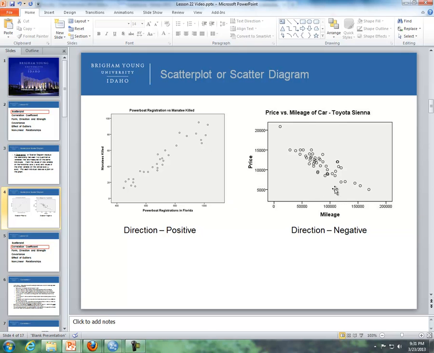Now the one on the right represents, if you wanted to go to cars.com, you could see Toyota Siennas or whatever cars you want to buy. Here's an example where we wanted to look at the relationship between the mileage of a car already driven and the price of the car that's on the lot. If you notice here, for a given car there's a certain point. In this case, the mileage was about 70,000 miles and a price of about $11,000 to $12,000. But as you notice in this situation, as the mileage of the car that's been driven goes up, the price of the car decreases. And so this is an example of a negative relationship.